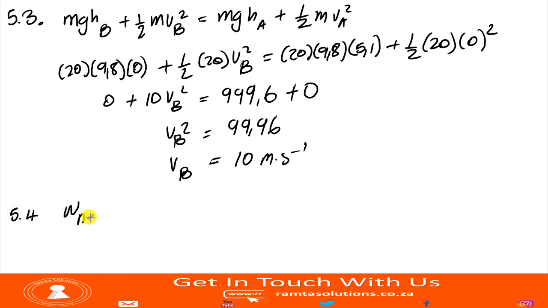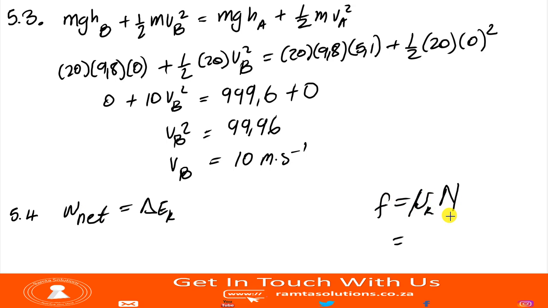Preferably, let's use the work energy theorem. The reason is simply that it's only friction we are interested in, because there is no force that the child applies to move himself forward. So the only force doing work is friction. Friction is the coefficient of kinetic friction multiplied by the normal force.